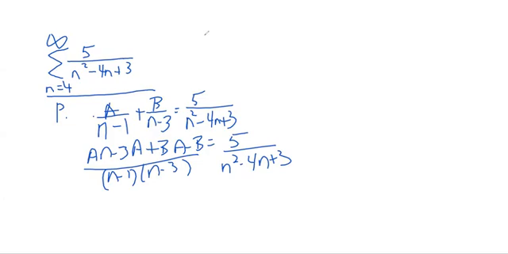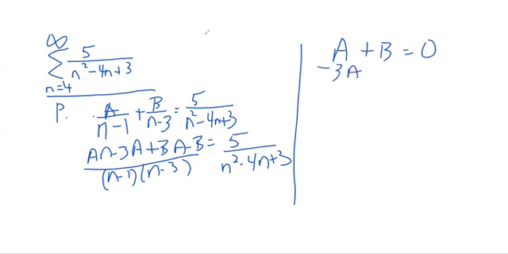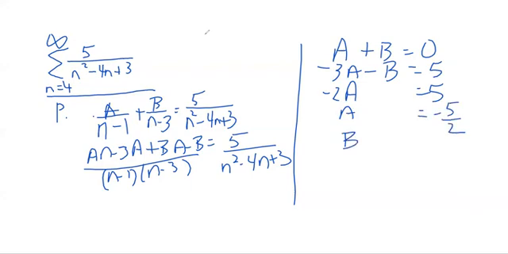And then we're going to go ahead and derive a system from this where it's going to be a plus b is 0, negative 3a minus b is 5. That'll lead to negative 2a is 5. A is negative 5 halves. B is 5 halves.